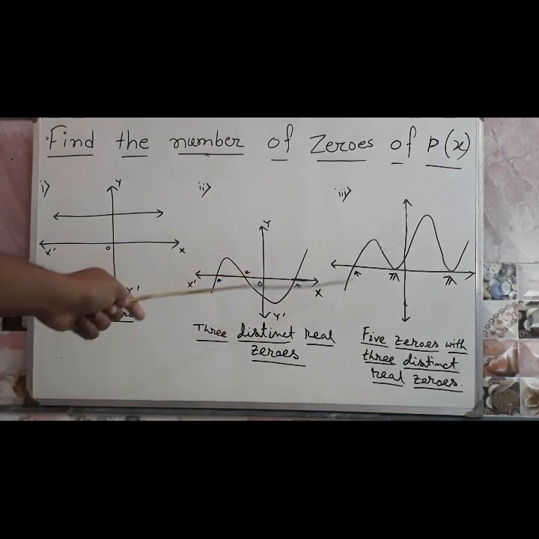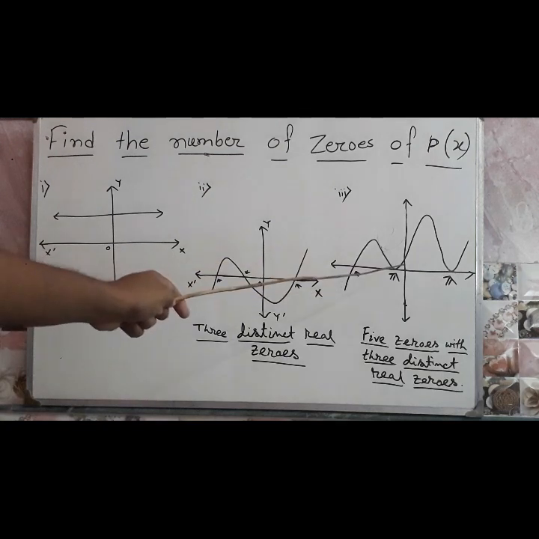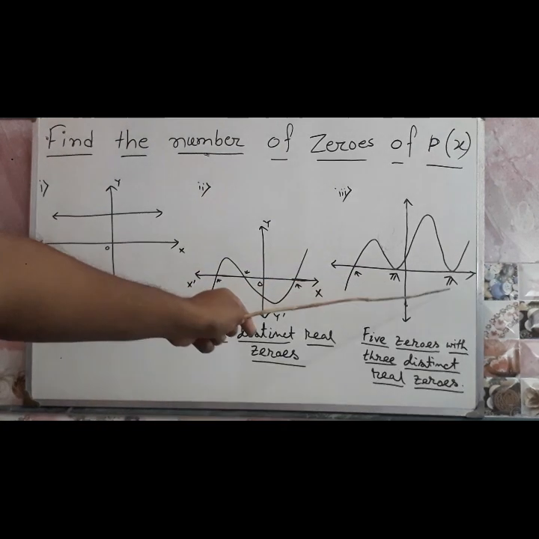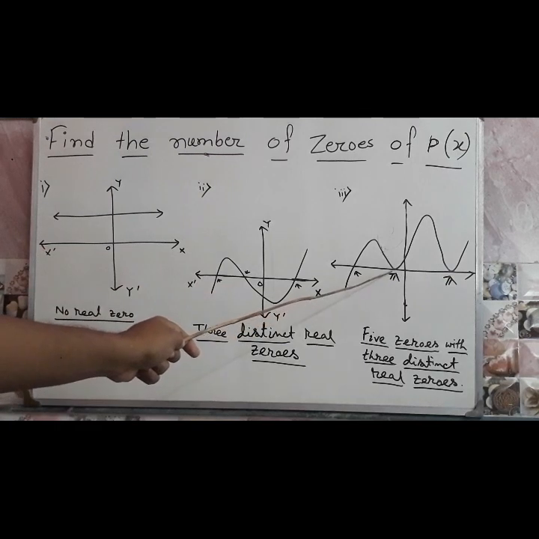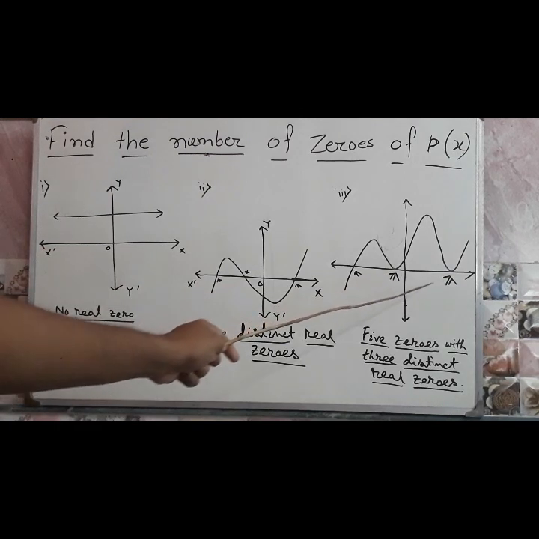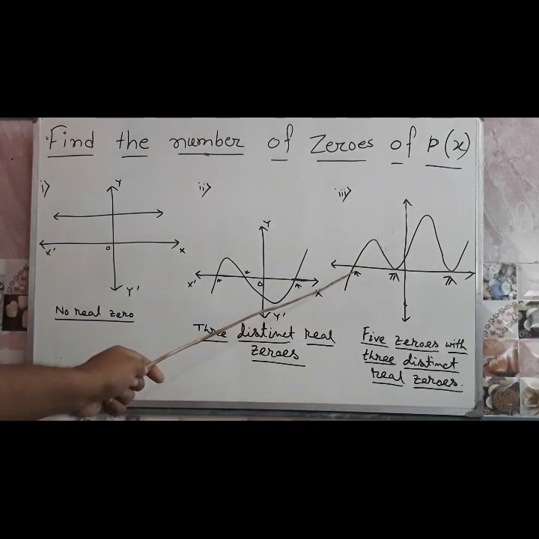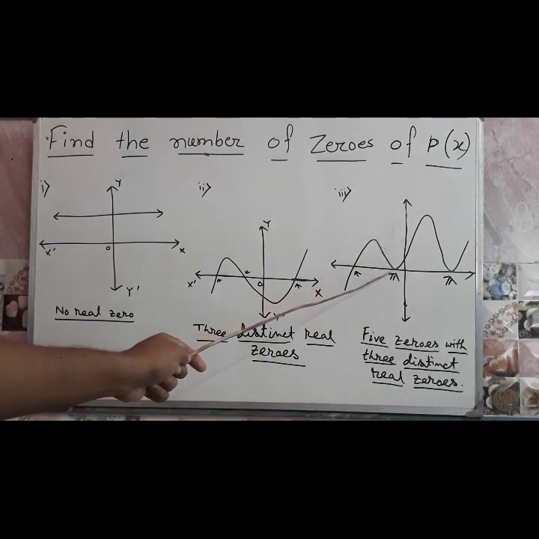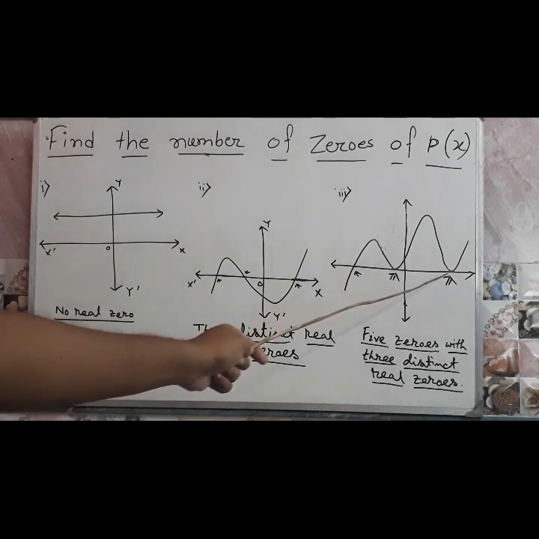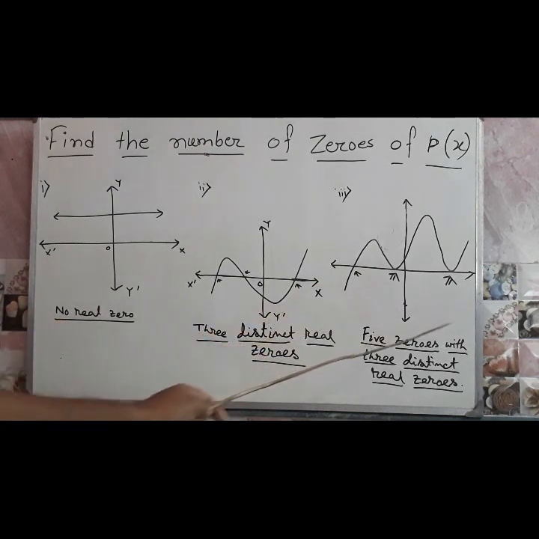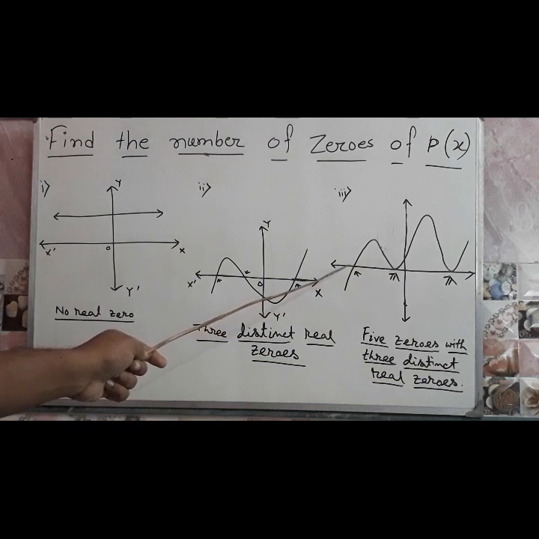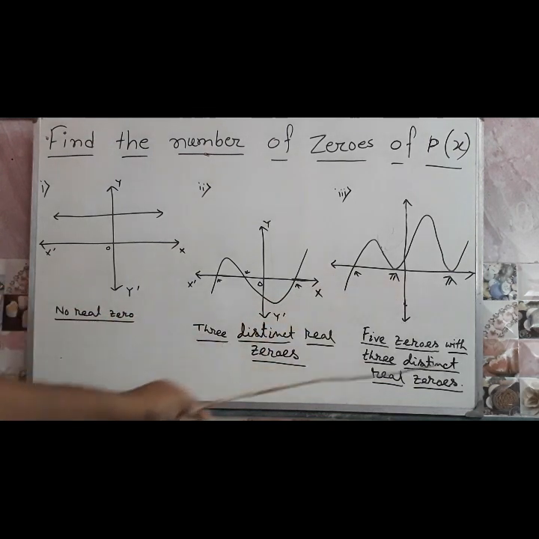In case of third polynomial, you see the graph, here in these 2 points, 2 real zeros coincide with each other. Here also 2 real zeros, here also 2 real zeros. So total number of real zeros 1, here 2, that is 3, here also 2 real zeros, that is 5. So 5 zeros are there with 3 distinct real zeros. You see 3 different values. That's why 3 distinct real zeros.